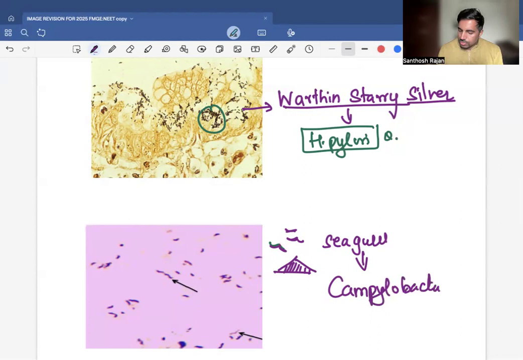Campylobacter jejuni. Okay, that's all. This is one question. Easy, very, very simple.